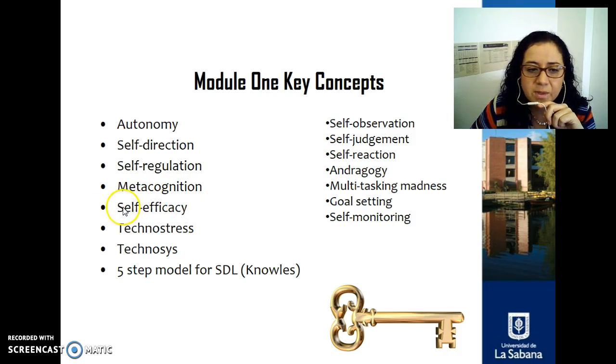Metacognition is one more, self-efficacy, technostress, technosis, the 5-step model for self-directed learning, which is going to be found in Knowles. Self-observation, self-judgment, self-reaction, andragogy, multitasking madness, goal setting, and self-monitoring. I invite you to have clarity on these concepts since you're going to be quizzed on them.